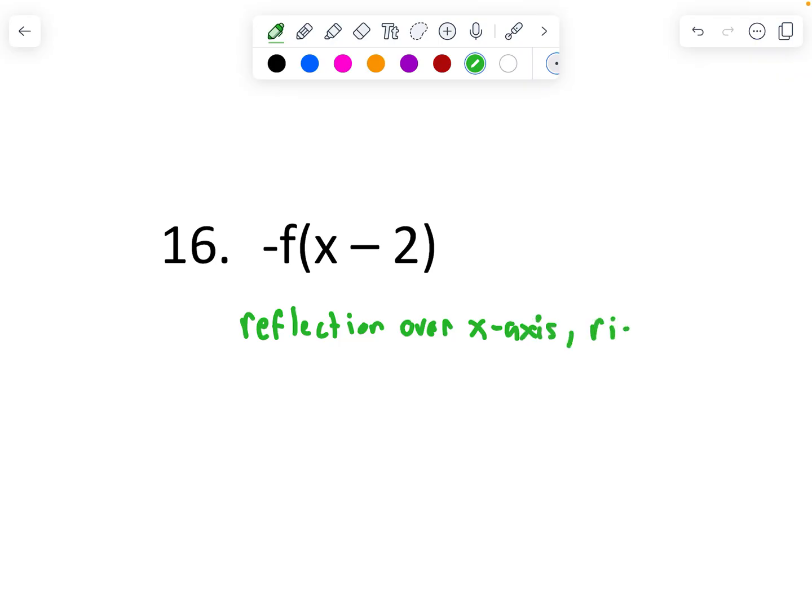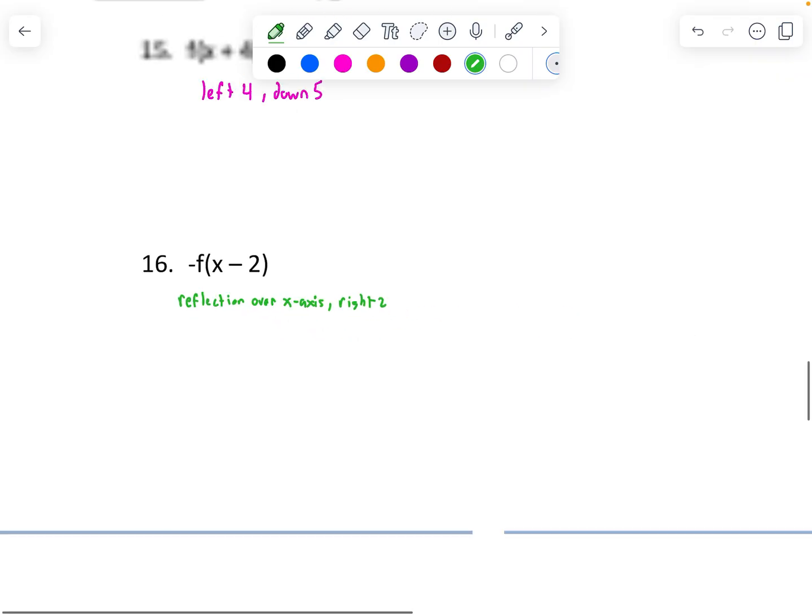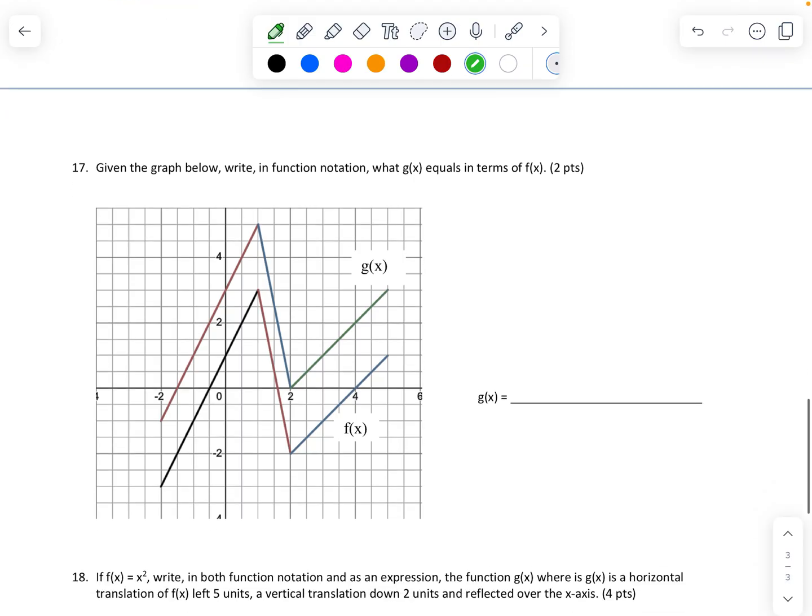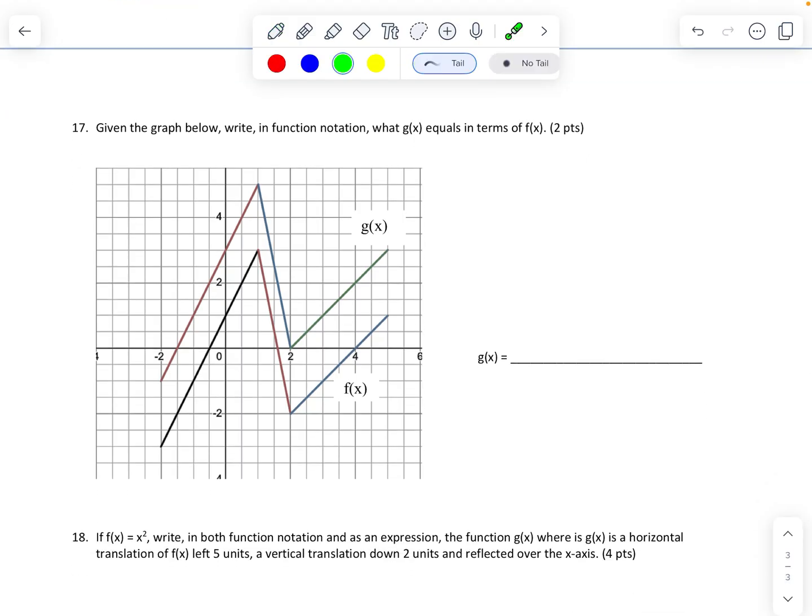And then right 2. That's it for those. All right, on 17, just be careful on this one. Pay attention to the scale. This is counting by halves, so from here to here, we've only gone up 2. Now when it says find g of x in terms of f of x, that means you're turning f into g. So what do you do to f to get to g? You have to go up 2. So up 2 is just take the original function, f of x, and add 2. And that's it.